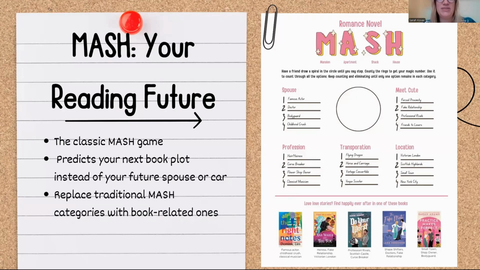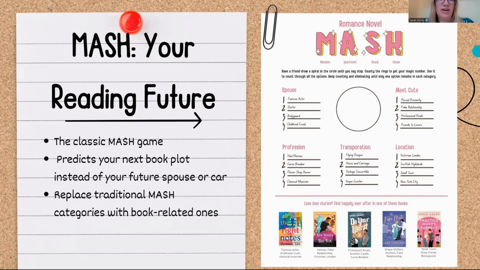So in the circle, you draw a spiral. Sometimes you could also do check marks until your friend tells you to stop. You count the lines and use that number to eliminate the options. So if your number was 3, you eliminate every third option until there's only 1 in each category. So in this case, I created a MASH game with romance tropes to predict your next book plot. You could also do this with mystery or horror, or you could let the patron fill it out themselves.